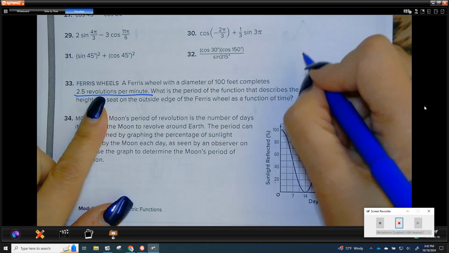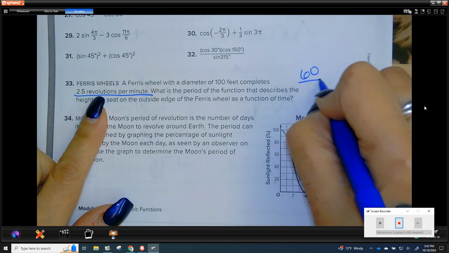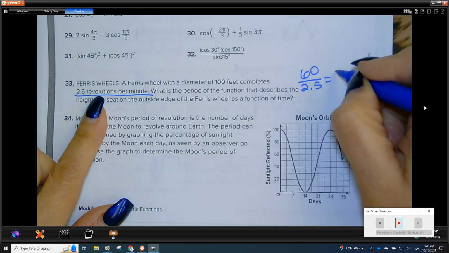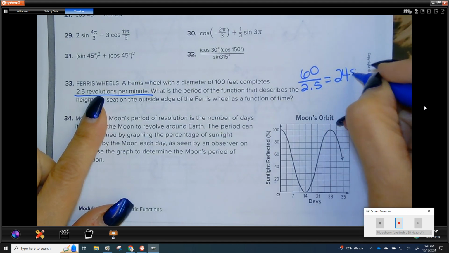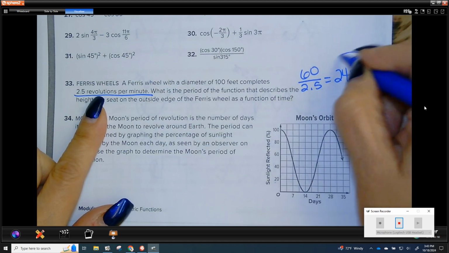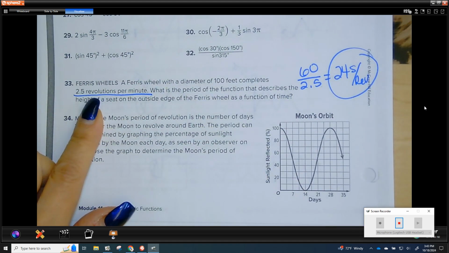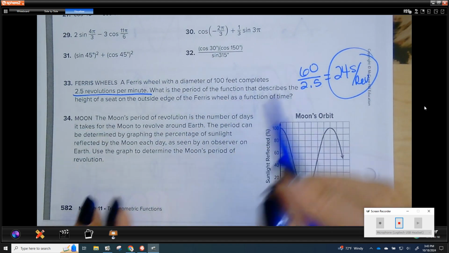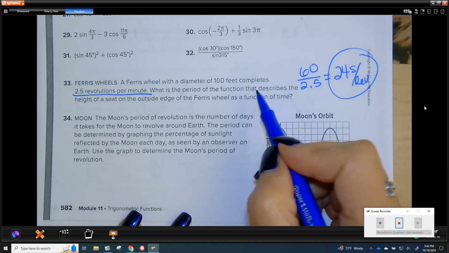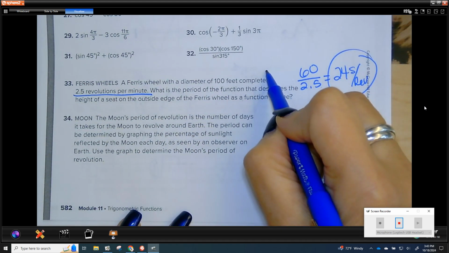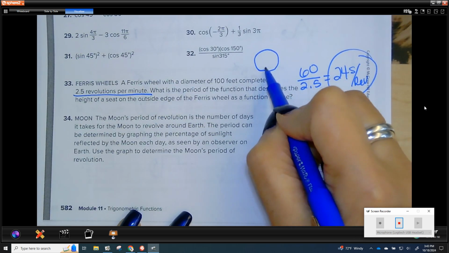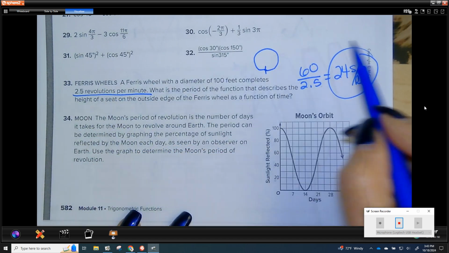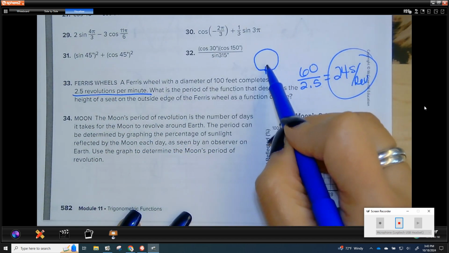1 minute is 60 seconds, so you divide by 2.5, and it is 24 seconds per revolution. So it takes 24 seconds to get through one cycle, one revolution. Okay, the 100 feet and all that doesn't matter. They're looking for the period, how long does it take to start here, go around, and come back here. It does 2.5 per minute, but if you want just one revolution, it's 24 seconds.